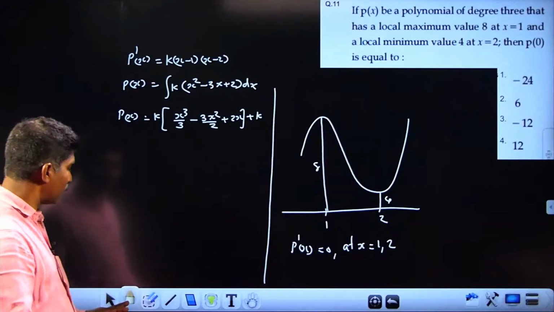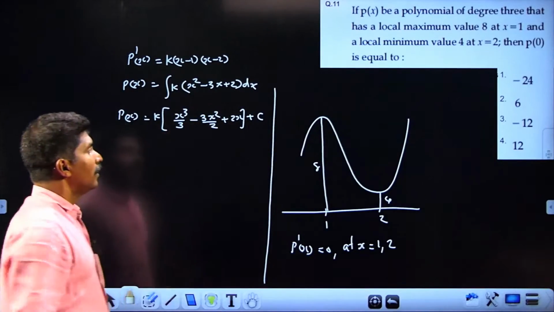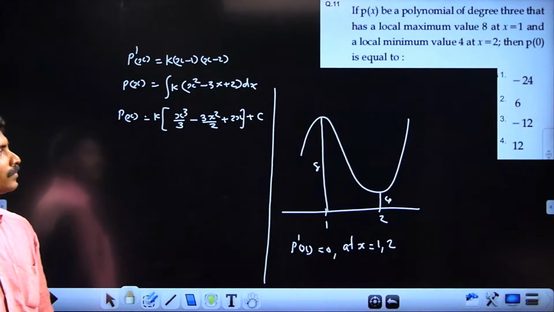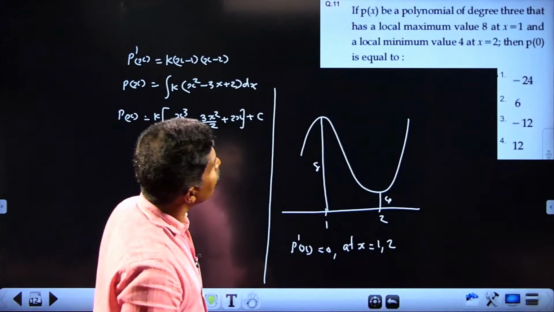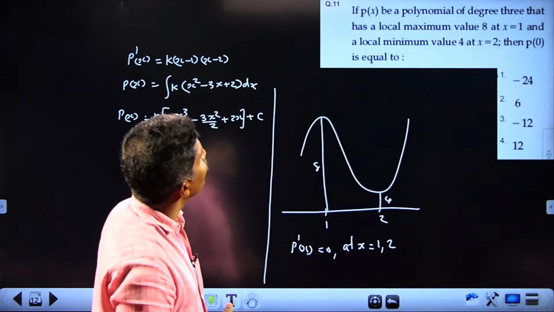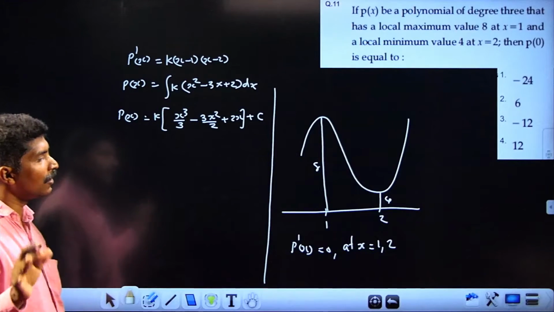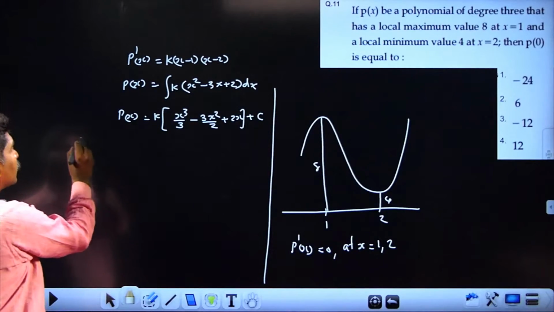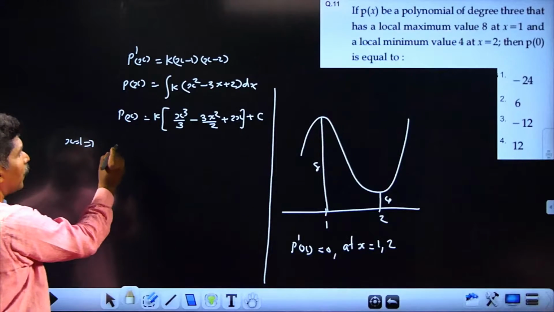C. K is already taken, so we take C now. Then the conditions are P of 1 is equal to 8. Putting x equal to 1, you will be getting 8. X equal to 1 implies P of 1 is equal to 8.